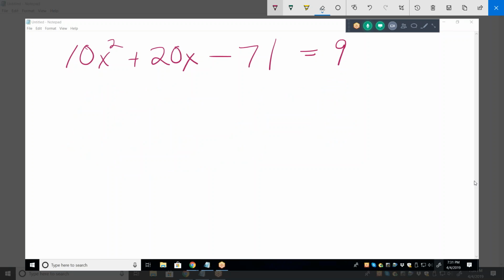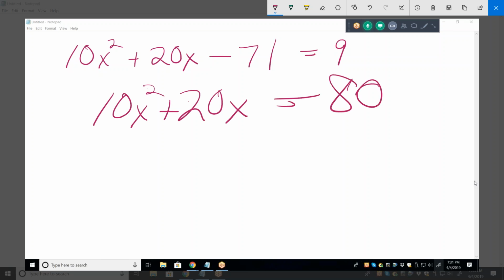What do I do for my first step here, if I'm going to complete the square? If I'm going to factor it, I'm going to move the 9 to the left. But if I'm going to complete the square, I'm going to move the 71 to the right. Right. So what does that give you? 80. Okay. Now, I can still divide everything by 10, right?